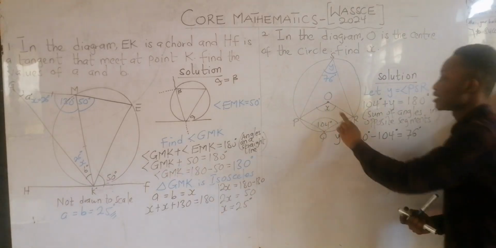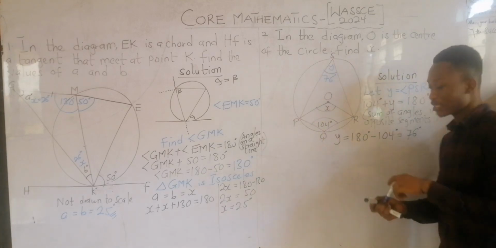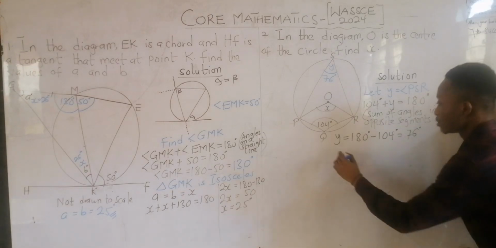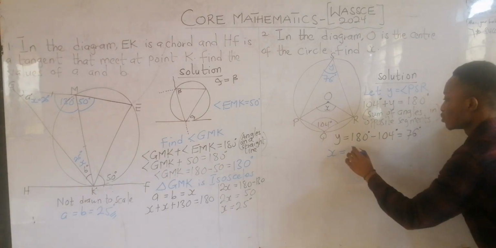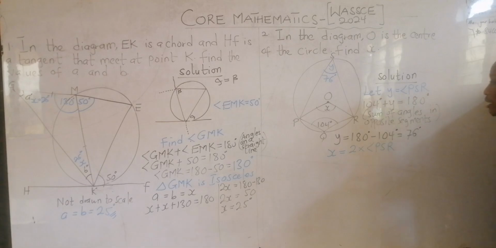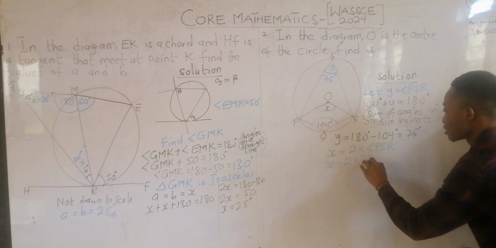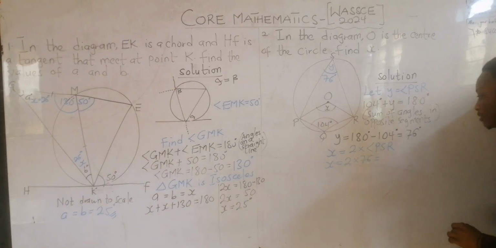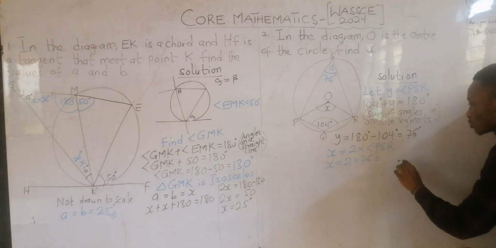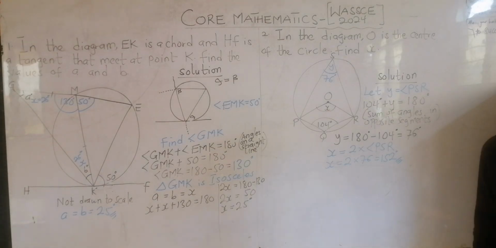Then we said that the angle at the center is twice the angle subtended at the circumference. So basically, x is equal to 2 times angle PSR, and PSR is given by 76. This will give us 152 degrees. So x is equal to 152 degrees.